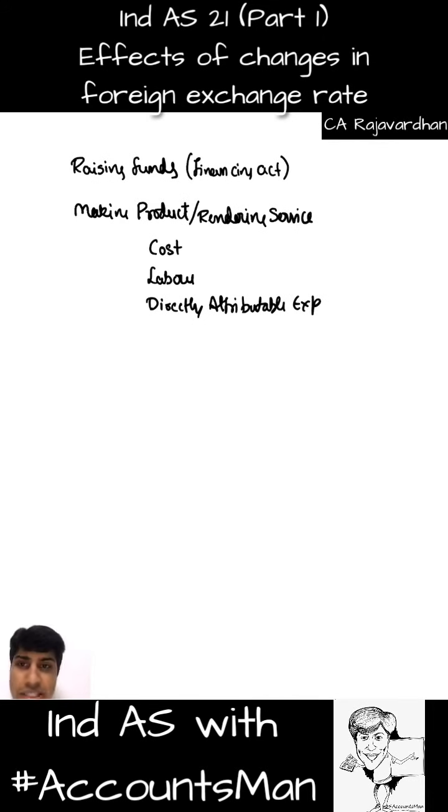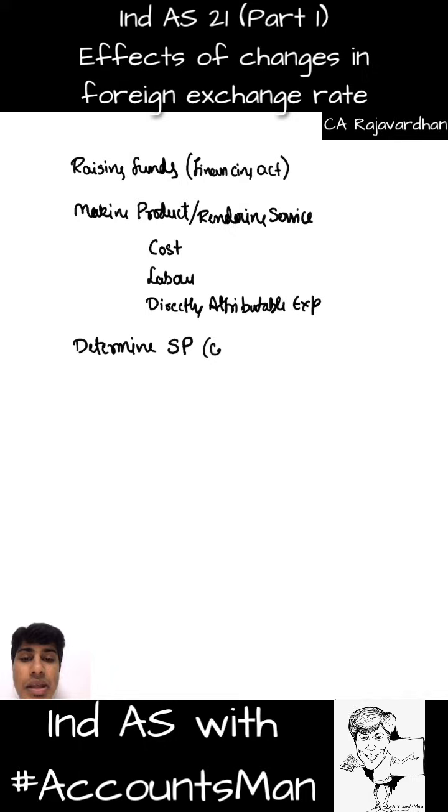So these three items go in to make that product, or help us render that specific service. Once we do this, we need to determine the selling price. Once we have the product or the service ready, we need to put a price tag on it. We need to determine what exactly is the price that I'm going to charge my customers for this product, or my service recipients for taking this service from me.